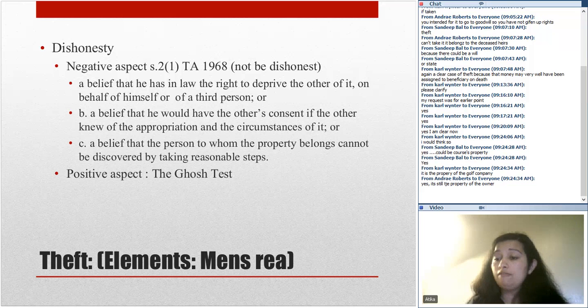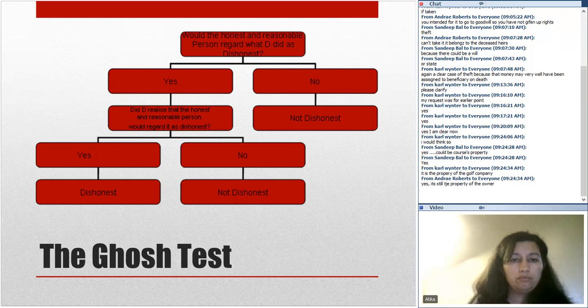And they say that if the answer is yes, then the jury is going to consider whether the defendant realized that reasonable and honest people would regard it as dishonest. That is your subjective limb, it's called. I have a little graph for it. Let's see, there. That's the Ghosh test.